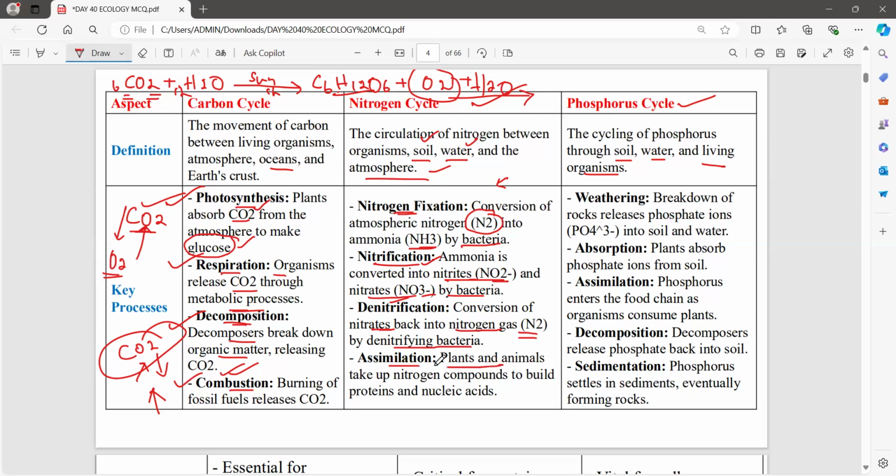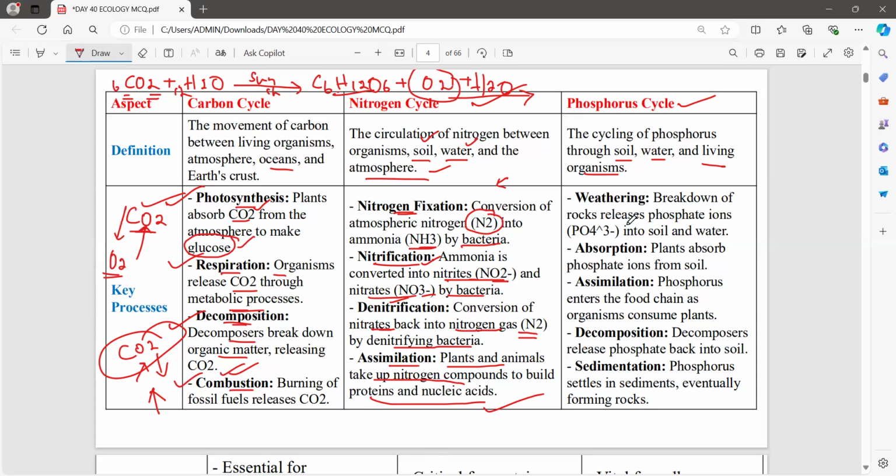Here the plants and animals take up the nitrogen compounds to build the plants' proteins and nucleic acids. So amino acids contain nitrogen. These biomolecules will be prepared with the help of nitrogen. So these are all the processes involved in the nitrogen cycle.